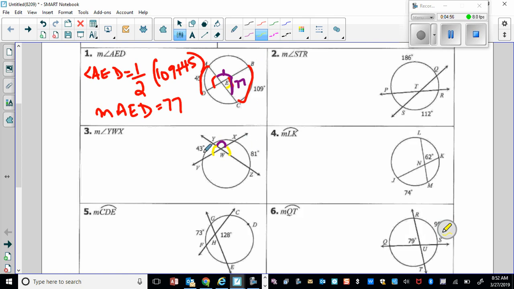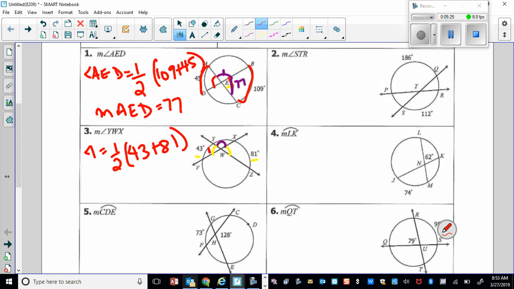Or you could add these two up, which is 43 and 81, and subtract from 360, which gives you the sum of the leftover arc, and then you divide it by 2. So both ways would work, but let's just stick with the rule. I will label this as angle 1. So I'm solving for angle 1. I'll just do 1/2 of 43 plus 81, right?